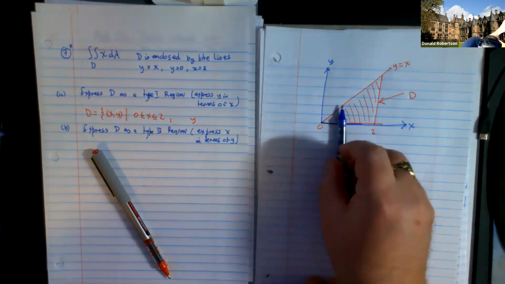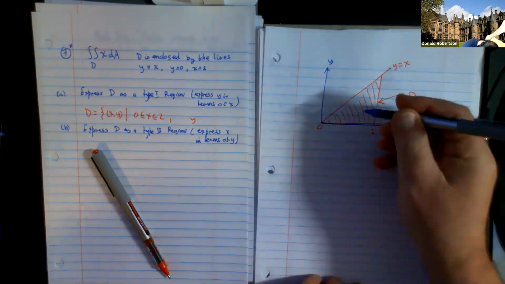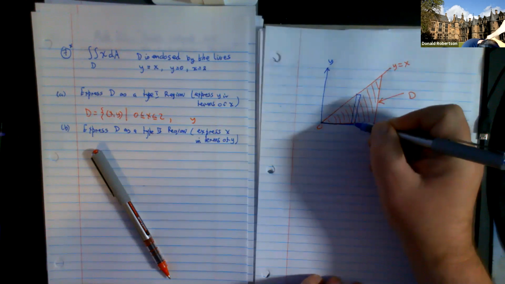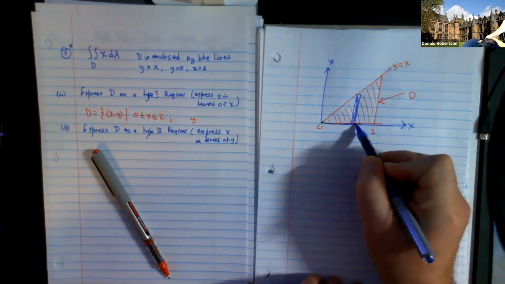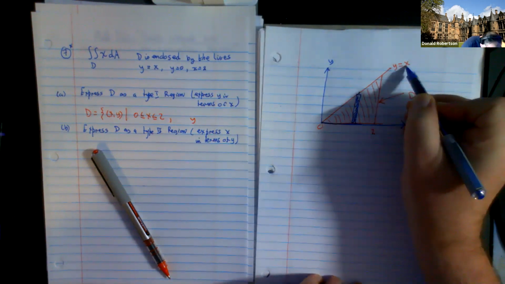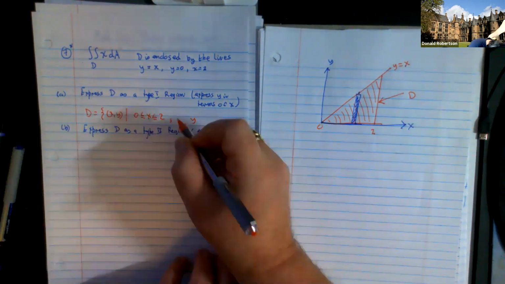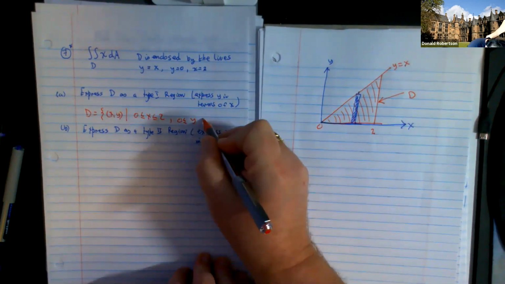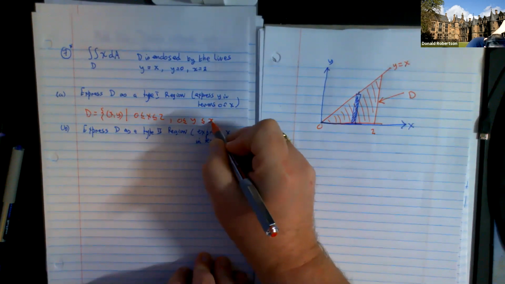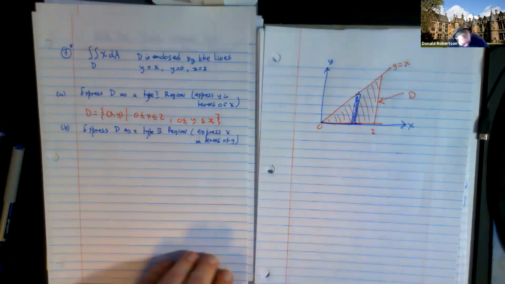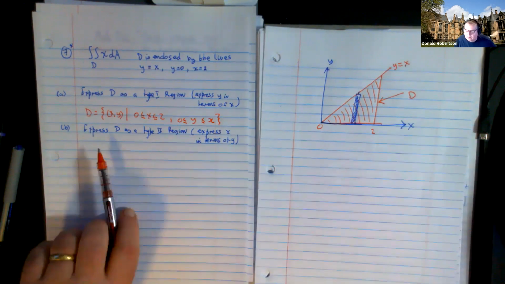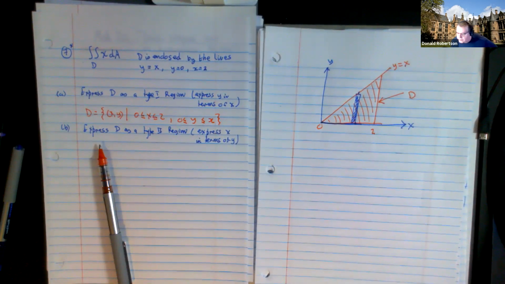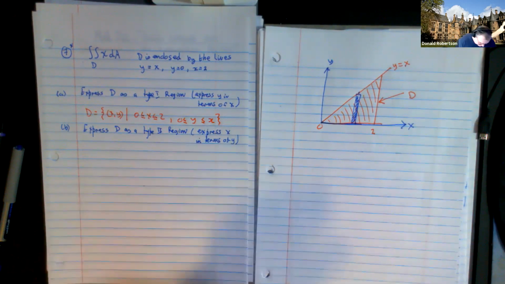So can you imagine my little vertical rectangle scanning across? If I randomly pick there, the y value at the bottom is 0 and the y value at the top is a straight line, y equals x. And that is the type 1 version of this region. So far, so good?